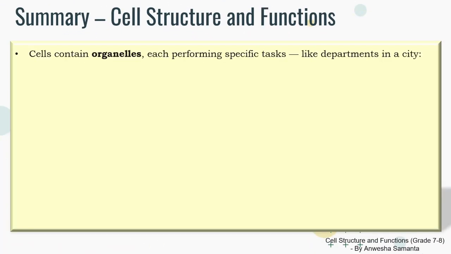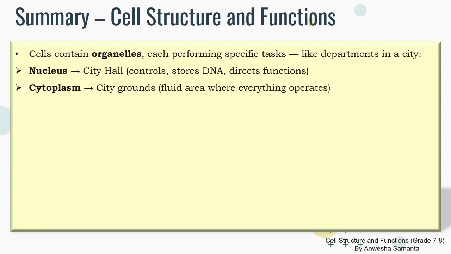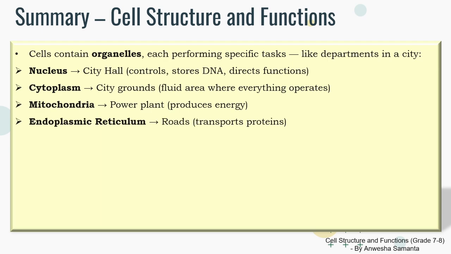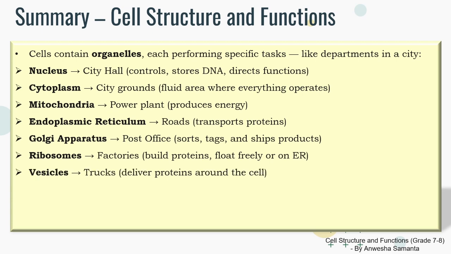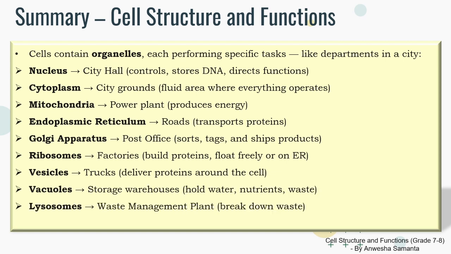Remember the cell-city analogy. The nucleus is city hall, cytoplasm is the city grounds, mitochondria are the power plants, endoplasmic reticulum is the road system, Golgi apparatus is the post office, ribosomes are factories, vesicles are trucks, vacuoles are storage, lysosomes are waste management plants, and the cell membrane is the guarded city border.